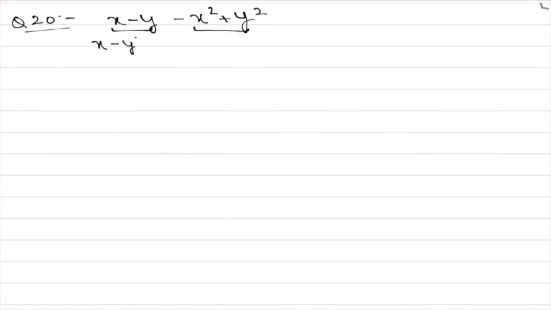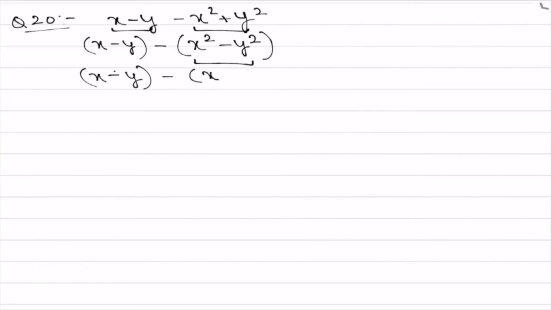Next is question number 20. Here it is x minus y minus x square plus y square. We'll pick up the first two and the last two. So first two, x minus y, and last two also nothing is common, so I will put only minus sign outside. It becomes x square minus y square. This becomes a formula. Second term, we can use the formula a plus b, a minus b. So it becomes x minus y into x plus y.